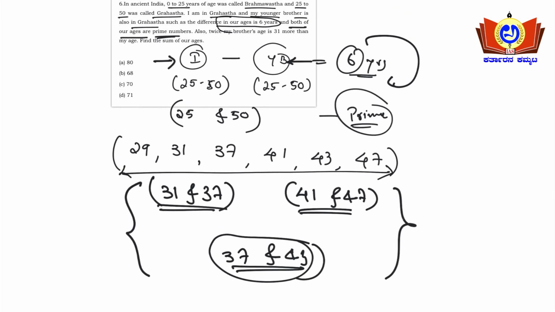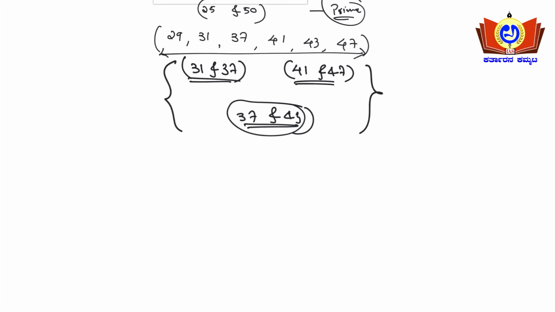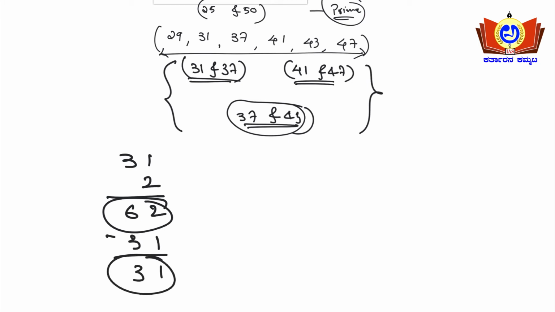Okay, and also the condition states that the difference of our ages is 6 years and both of our ages are prime numbers. Also, twice my brother's age is 31 more than my age. If the younger brother's age is 31, then twice his age is 62. So this 62 will be 31 more than my age. So 62 minus 31, how much will I get? 31. So 31 and 31, both numbers are the same, my dear friends.